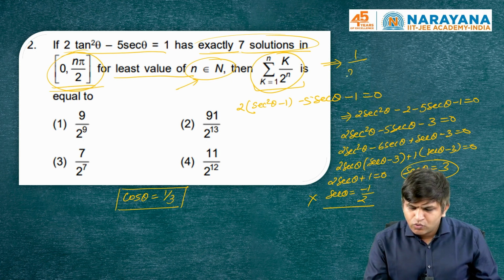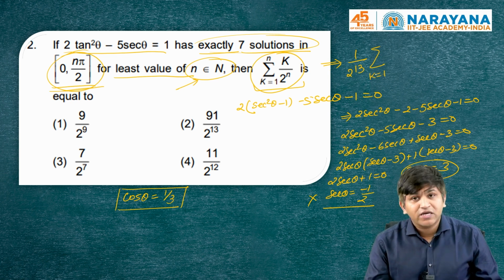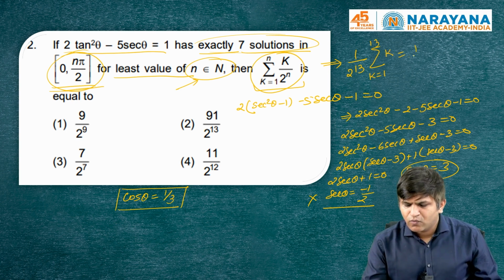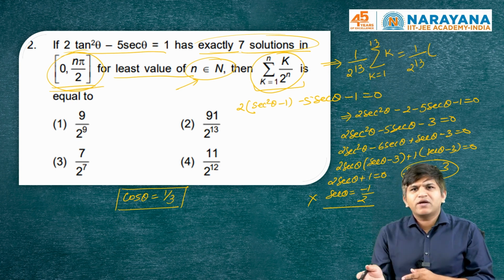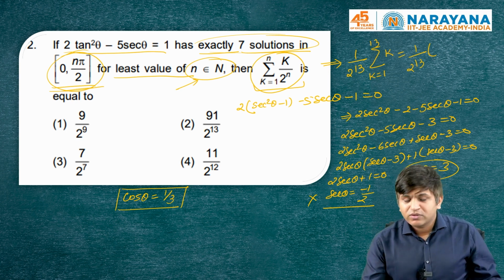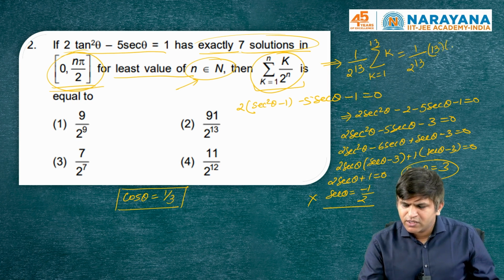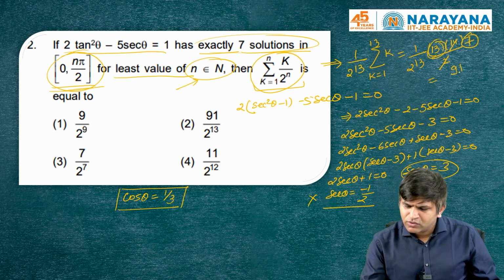So we can take 2 power 13 outside. Now we have to calculate this sum, that is k varying from 1 to 13, of k. So this is 1 by 2 power 13, and the sum of the first 13 natural numbers will be 13 into 13 plus 1, that is 14, divided by 2. So we can cancel this 14 by 2. So we are getting 7. So 7 into 13 is 91. So the answer will be 91 divided by 2 power 13.